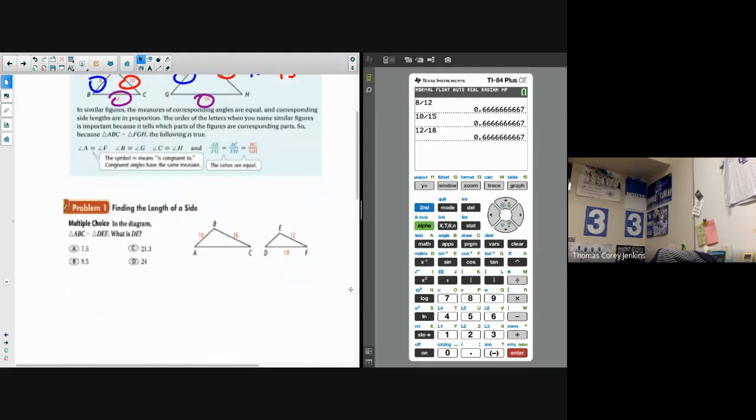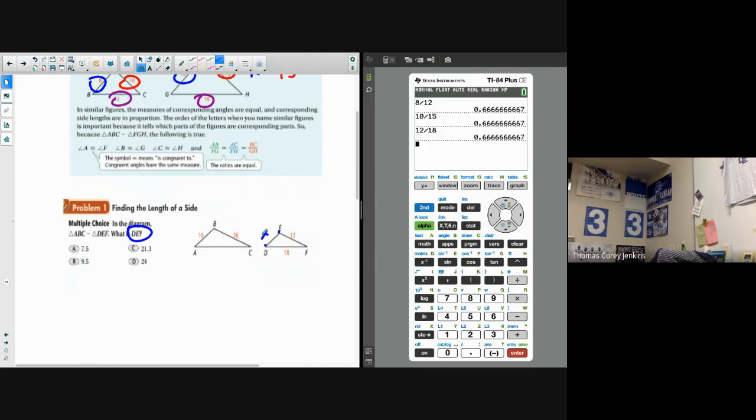All right, so example 1 says finding the length of a side. This is a multiple choice question right out of your textbook. It gives us the length of AB, it gives us the length of BC, and it asks, what's the length of DE? So we have to use what they give us in order to find the length of DE. That's the distance from point D to point E. So I'm going to put a variable there. We'll just call it X, to show that that is what we're finding.